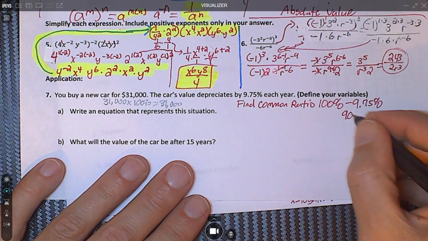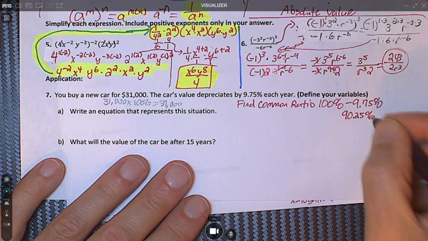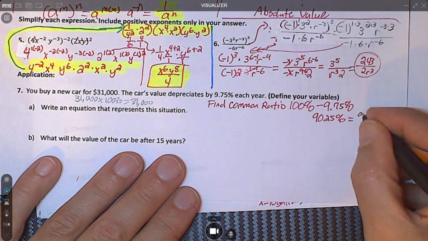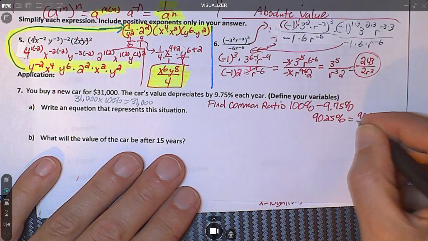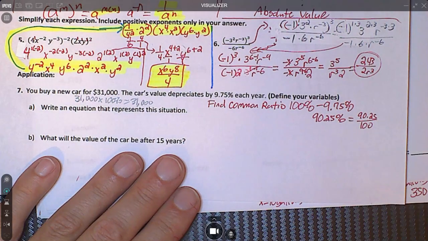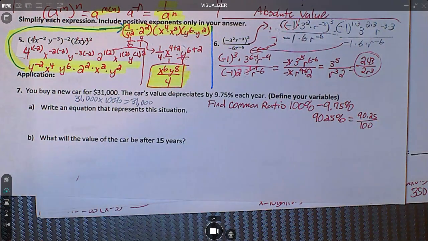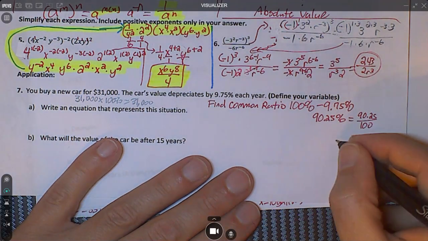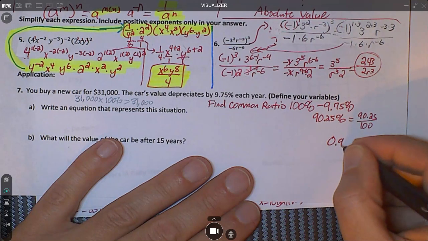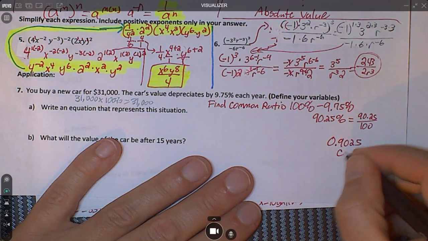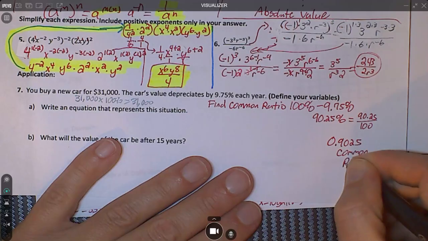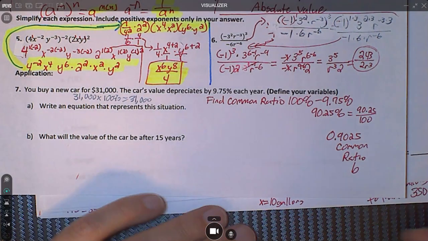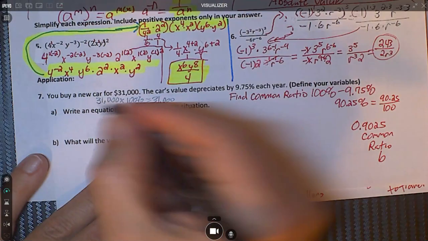which is 90.25%, which is 90 per 100. Percent means per 100. That means you're going to move the decimal back 2 places. Okay, that's the common ratio, or b, as we know it. That's how you find the common ratio.